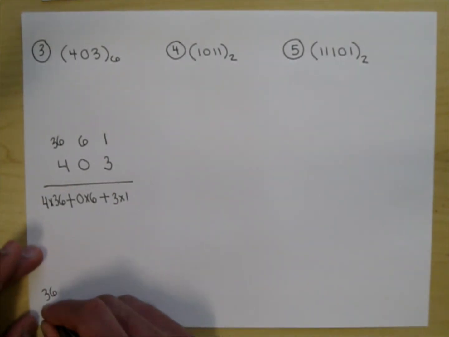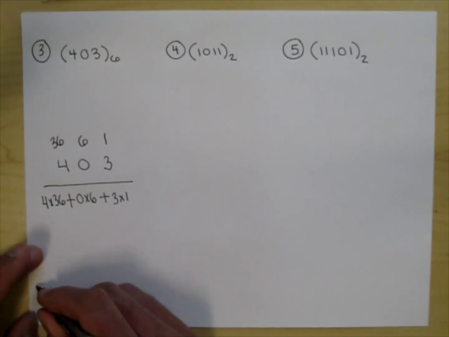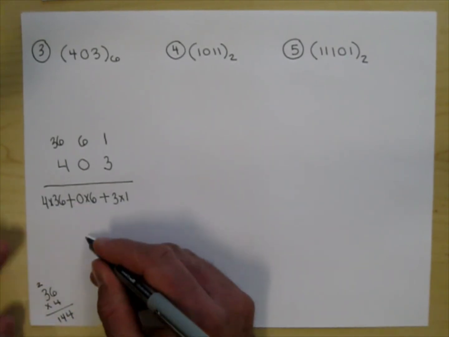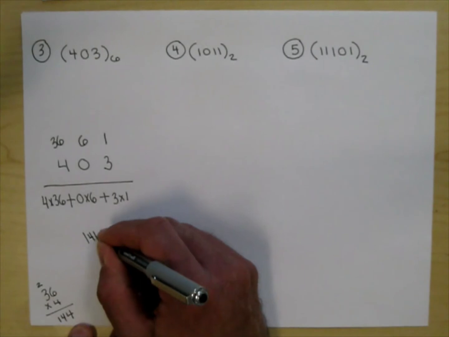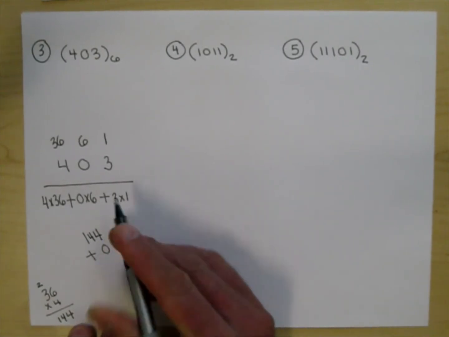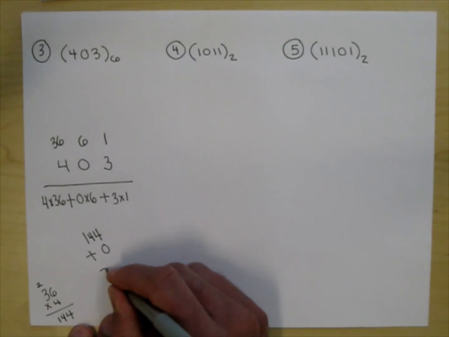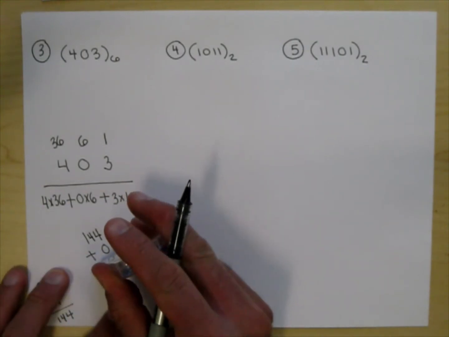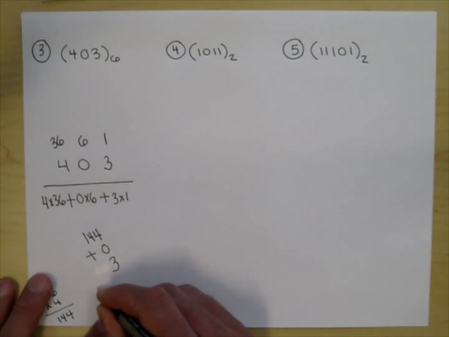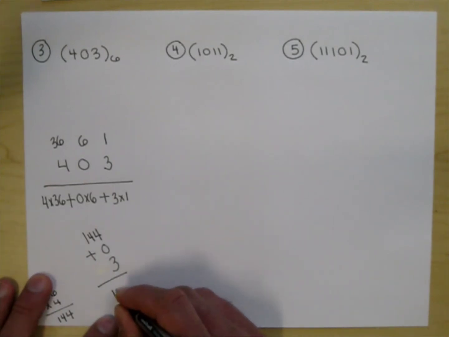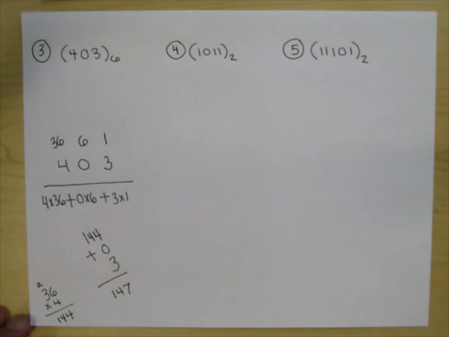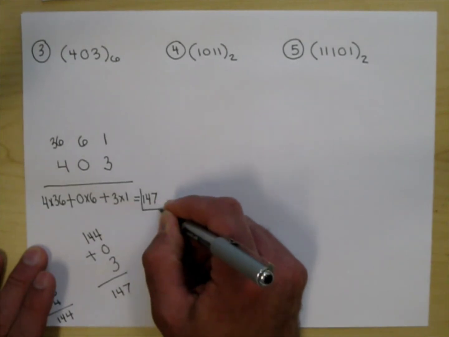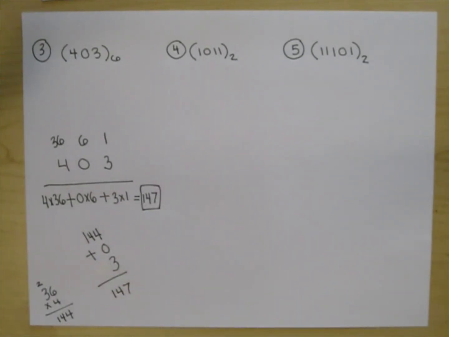So 36 times 4, I'll do that down here. I don't have a calculator nearby, so we have 24, 12, 13, 14. We have 144. So the first one gives me 144 plus 0 from that, plus, oh wait, I don't have to put another plus sign, do I? Okay, that looks like a minus now. Get rid of that. So this gives me 147. So the answer to this problem is 147. So we finished problem 3.